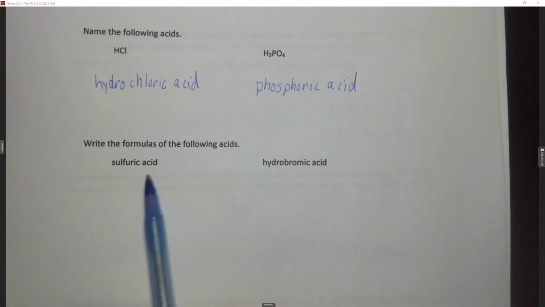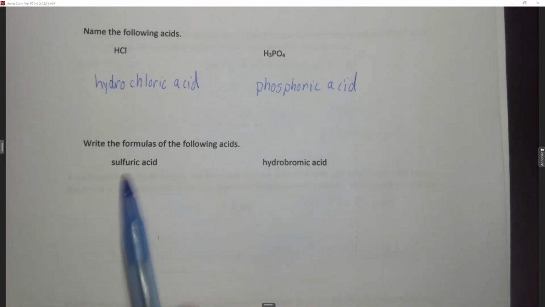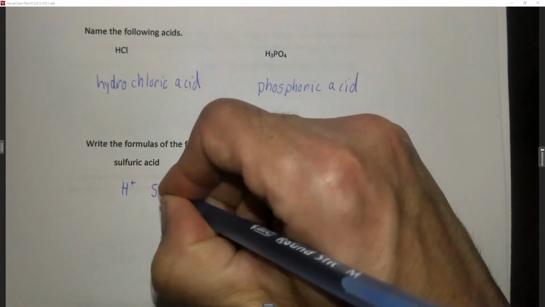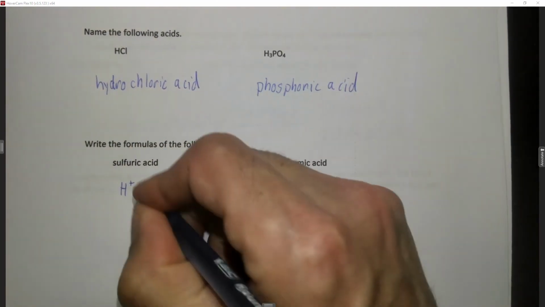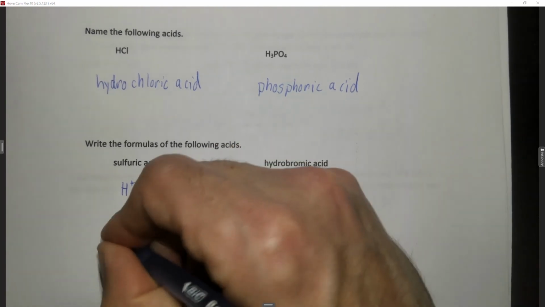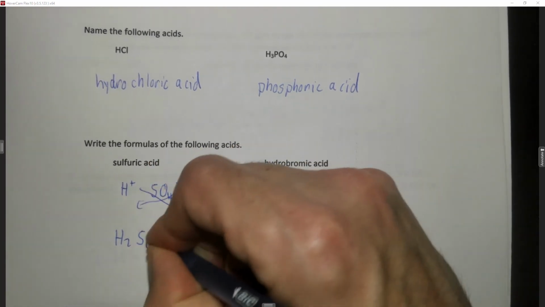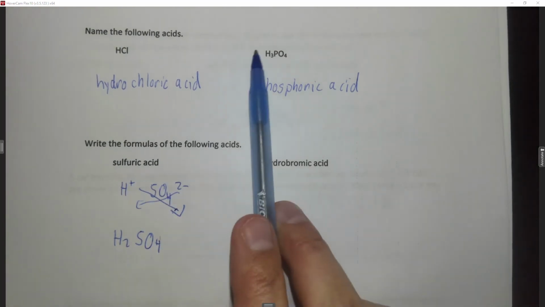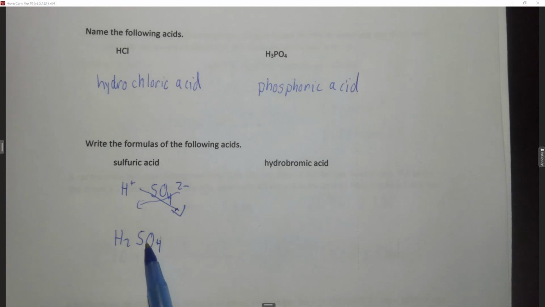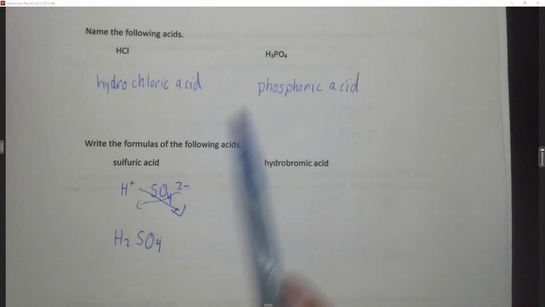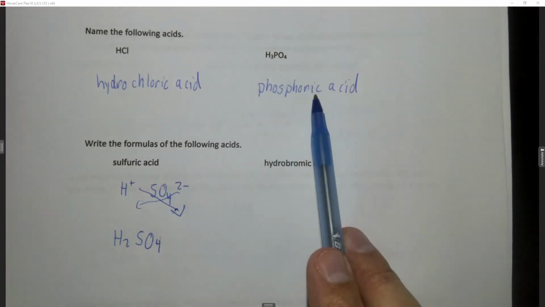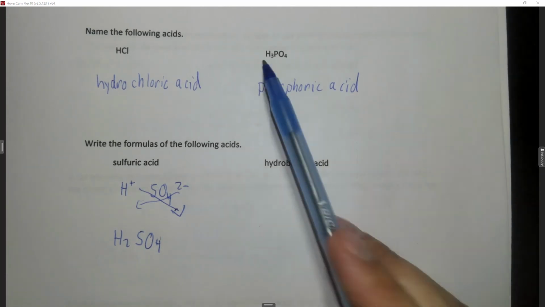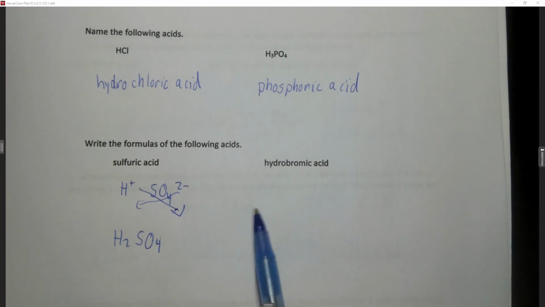Sulfuric acid comes from the sulfate ion. So acids have H+ and SO4 2-. If we cross them, what we end up with is H2SO4, which is sulfuric acid. Note, there's no hydro in these because they contain polyatomic ions, sulfate and phosphate. If they're ic acids, they would contain the ate ions, phosphate and sulfate.